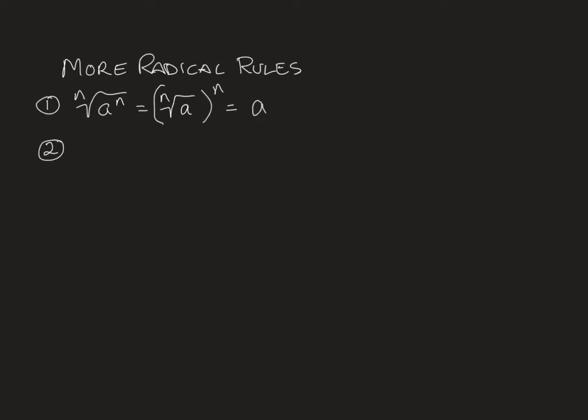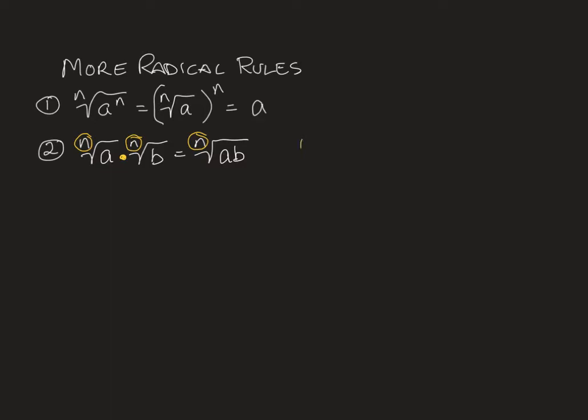All right, the second rule. The nth root of a times the nth root of b can be rewritten as the nth root of a times b under the same radical, because they have a common index, the index of n, for both of the factors here. Remembering this is a multiplication, we keep the multiplication under the radical with the same index.